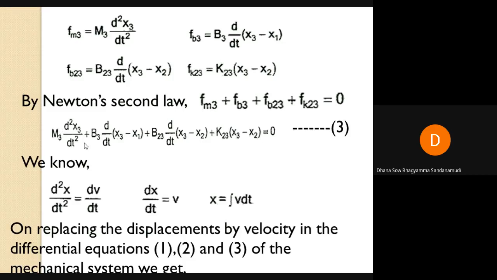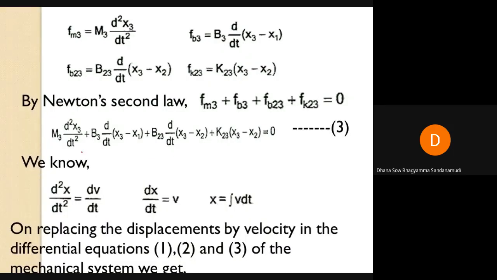So substitute all the equations. Now all these three equations, equation number 3, 2, and 1, are in terms of displacement x. Replace displacement by velocity. V is equal to dx by dt, that you already know. So dv by dt is d square x by dt square. Integrating on both sides, you will get x equal to integral of v dt, which we have already discussed.